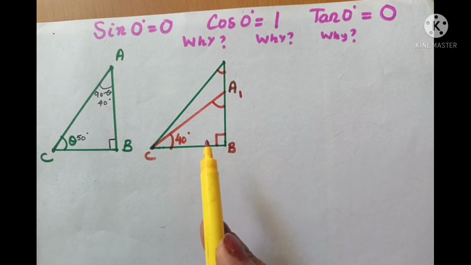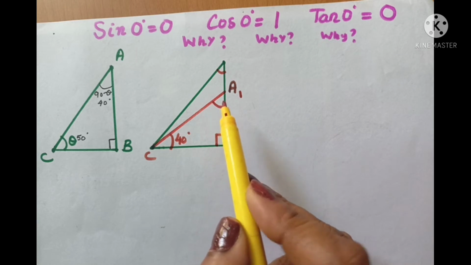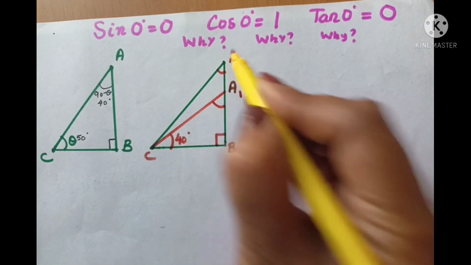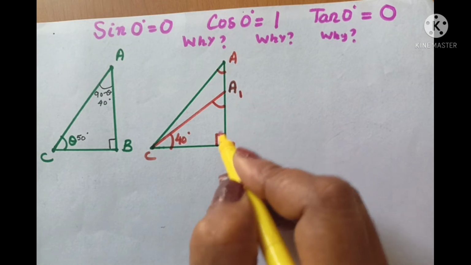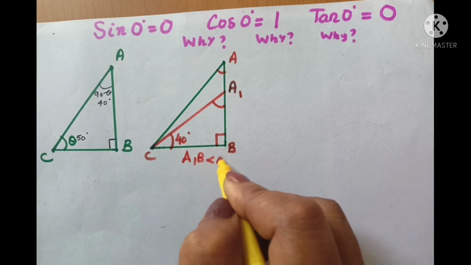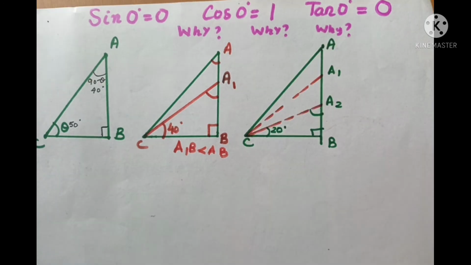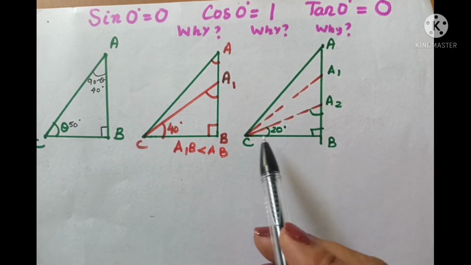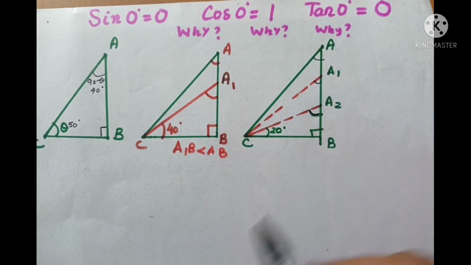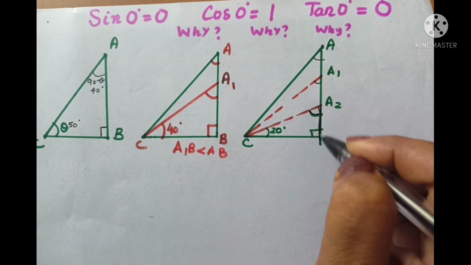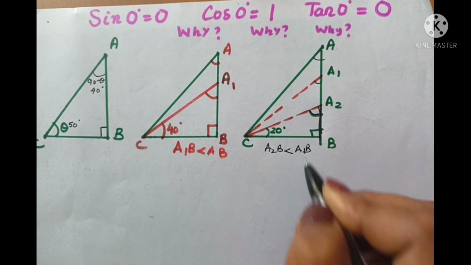My figure becomes like this, and if this angle C is reduced, angle A1 becomes more than angle A. Say this point is A. Angle A1 becomes more than angle A, and the length of A1B becomes less than the length of AB. Now let us see what if I reduce it still further, to say 20 degrees. So you can say angle A2 becomes more than angle A1 and angle A, and this distance A2B becomes even lesser than A1B.